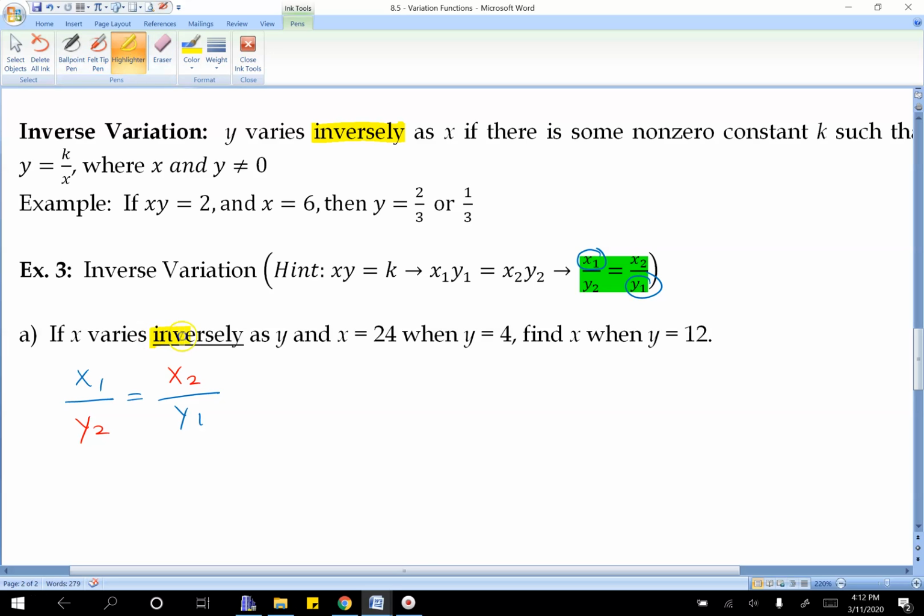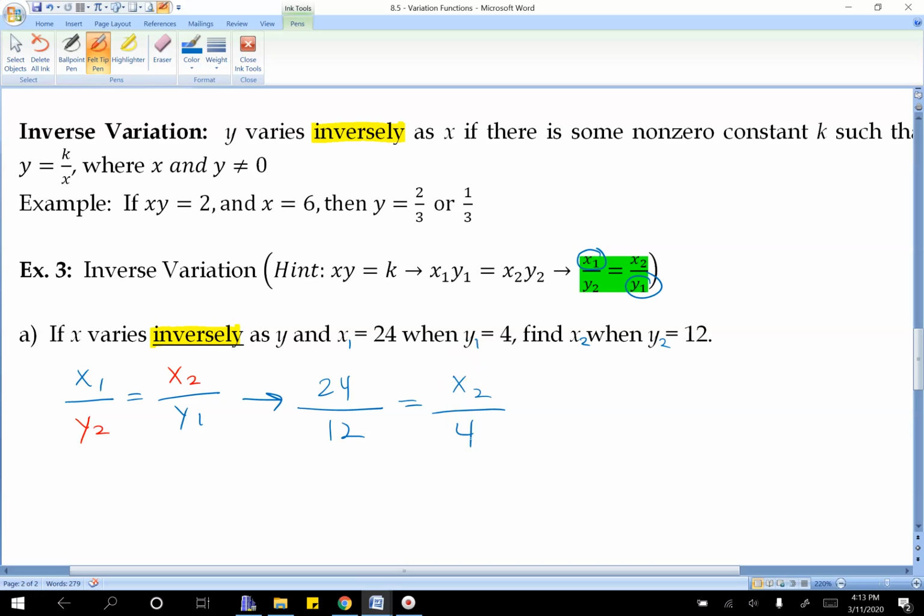So we're looking for words that says inversely. So it says if x varies inversely as y. Okay, we're gonna write in, this is our x1 right away. x1 is 24. y1 is our 4. Okay, and then we have to find x2, and y2 is 12. So just plug everything in. Okay. So, x1 here is 24 over the y2 here, which is 12, right? Equals the x2, which we don't know what that is, and then the y1, which is a 4 here, okay?